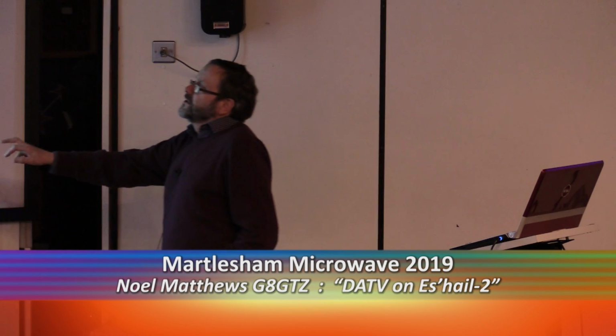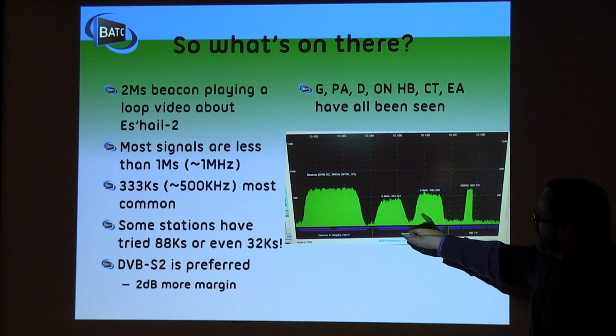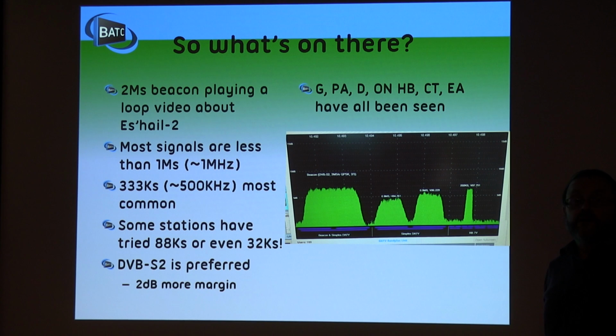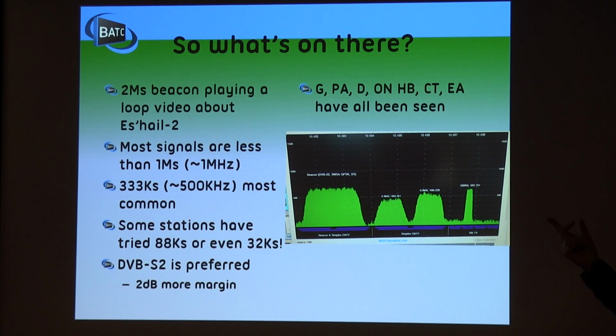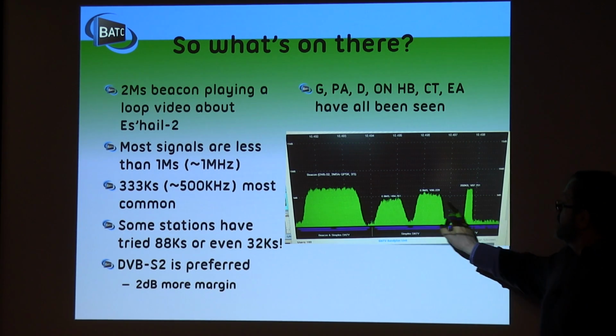But as you can see here, there are other signals. These two signals are roughly 1 megahertz wide, but this one you'll see is a lot narrower. So that's actually a 250 kilohertz symbol. We've had stations trying right down to 32 kilosymbols, which is about 50 kilohertz wide, and they've actually transmitted good decodable video. So these four signals, rather, are different signals. That one you would be able to receive on a satellite receiver, these two you wouldn't.